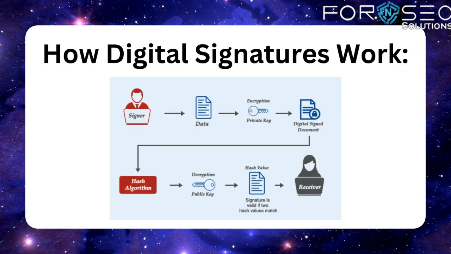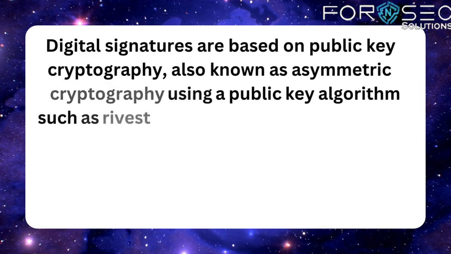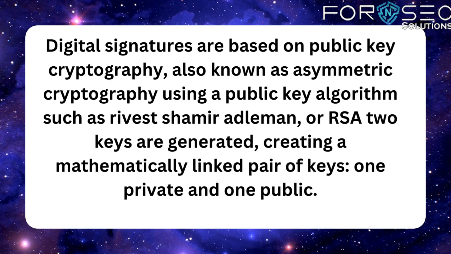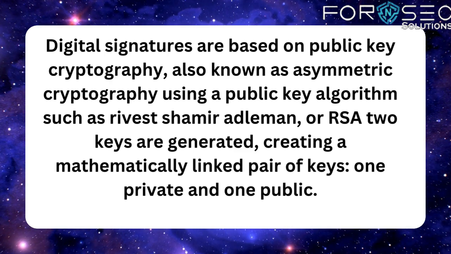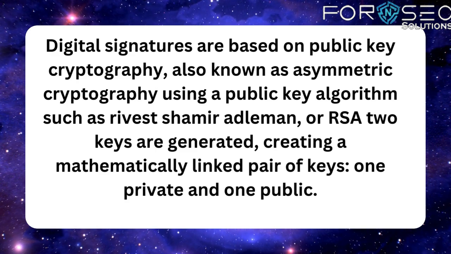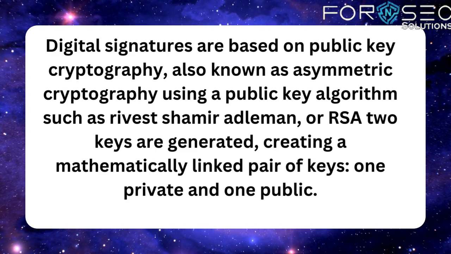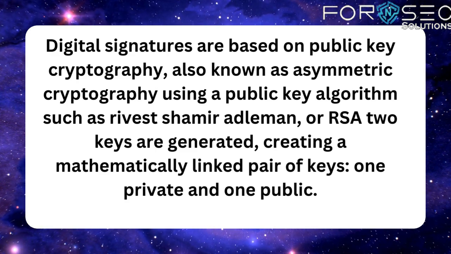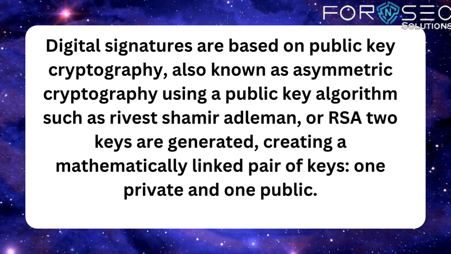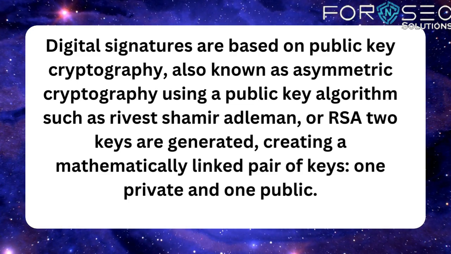How does a digital signature work? Digital signatures are based on public key cryptography, also known as asymmetric cryptography, using public algorithms such as Rivest, Shamir, Adleman, or RSA. Two keys are generated, creating a mathematical link between a pair of keys, one private and one public.